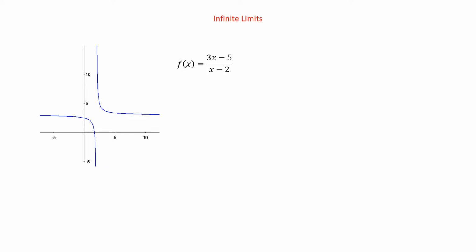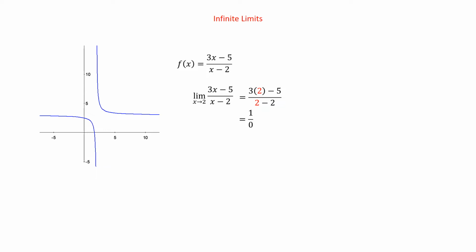To find the limit, say as x goes to 2, any other limit on here will just give us whatever that function value is. But the limit as x goes to 2, we're going to plug in 2 just like we've been doing. 3 times 2 minus 5 over 2 minus 2. That gives us 1 over 0.